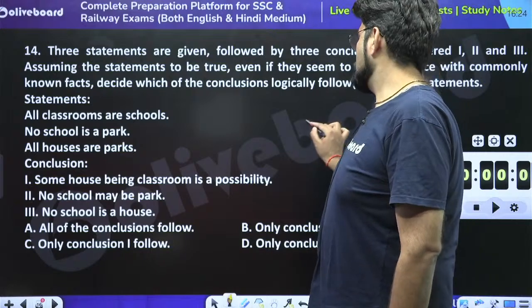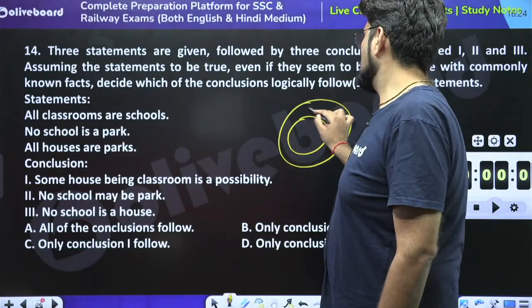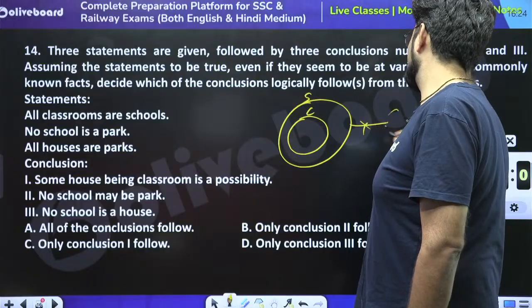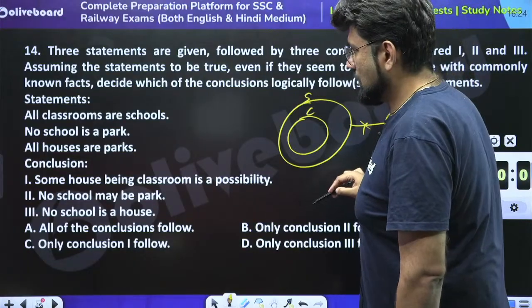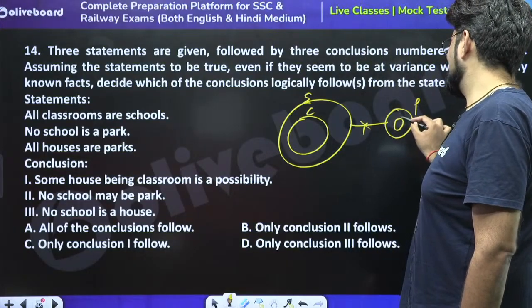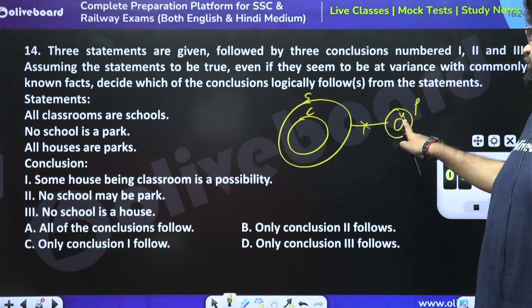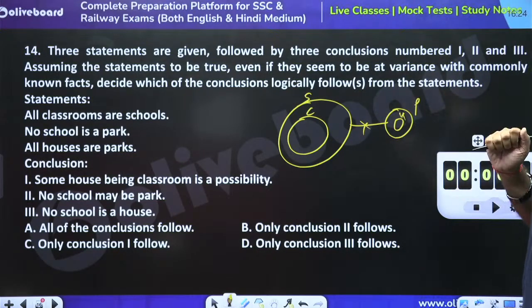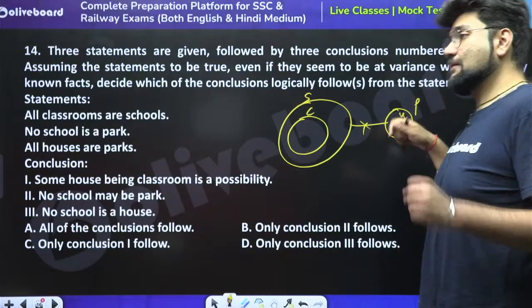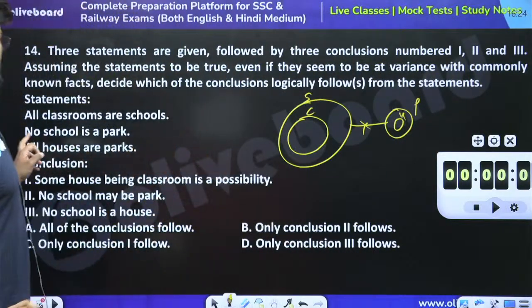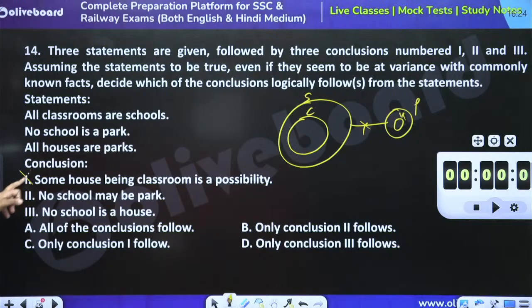So all classrooms are schools. No school is a park. All houses are parks. Perfect. Now some house being classroom is a possibility. Is it possible? No, it's not possible, because both these elements are part of elements which are restricted with each other. So there is a negative relation, a negative restriction. So this is not correct.